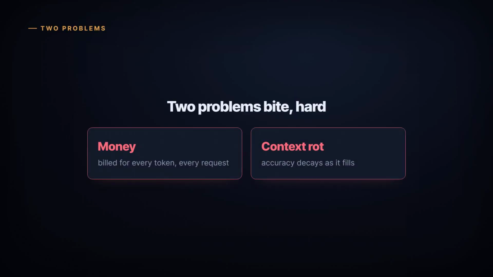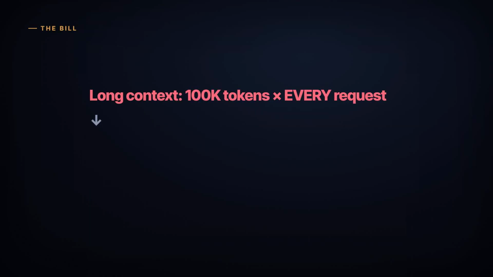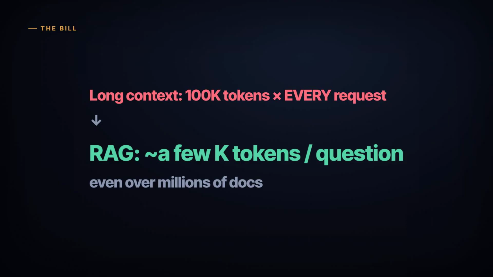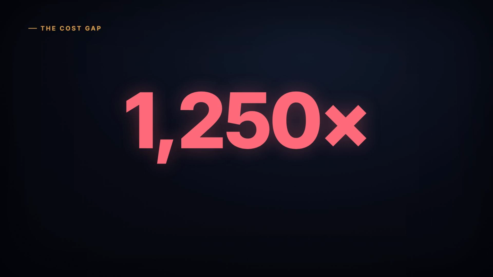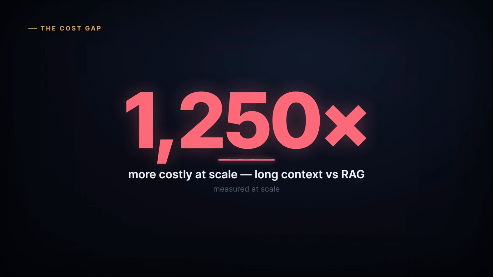Two problems bite hard. The first is money. When you stuff 100,000 tokens of context into a request, you get billed for all 100,000 tokens. Every single time you ask a question. Ask it 50 times today, you paid for that mountain of text 50 times. Retrieval, by contrast, pulls maybe a few thousand tokens per question. Just the relevant chunks, even if the library behind it holds millions of documents.